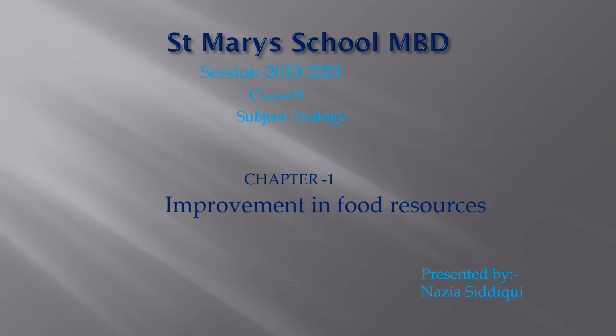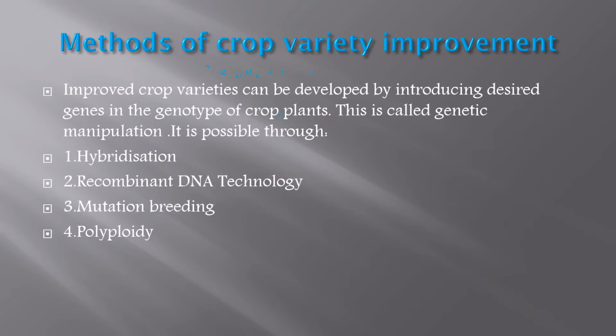Now, my dear students, we will study the various methods of crop variety improvement. Improved crop varieties can be developed by introducing desired genes in the genotype of crop plants. This is called genetic manipulation. It is possible through hybridization. So what is hybridization? It is a process of combining different varieties of organisms to create a hybrid. In a simple way, hybridization is the process of producing offspring by mating two parents from different varieties or species.